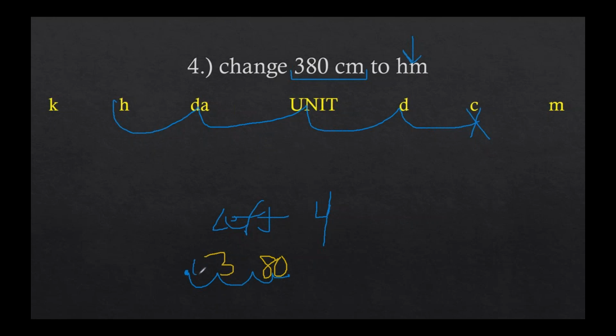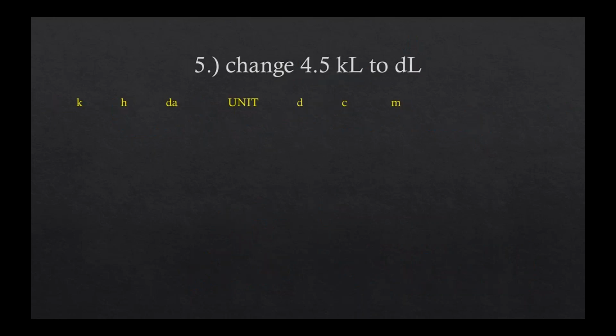I have one empty hump, which makes it a 0. So this is the same as 0.0380, or you can leave that last 0 off, and that's hectometers. So it's all about counting. If you can count right or left, you can do metric units. Okay, you try one. Try a metric. Change kiloliters to deciliters.